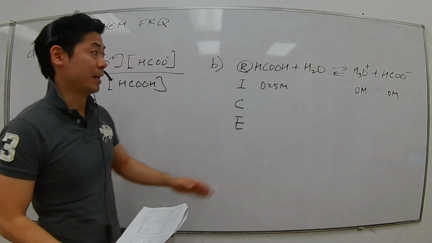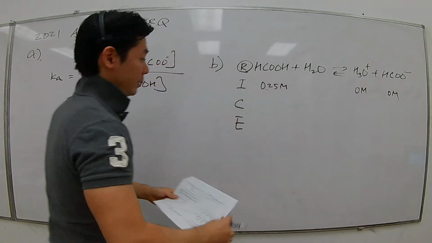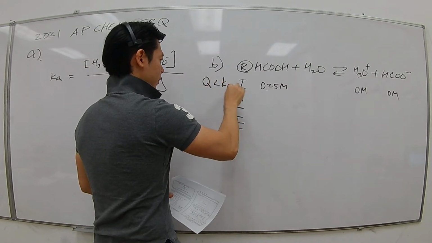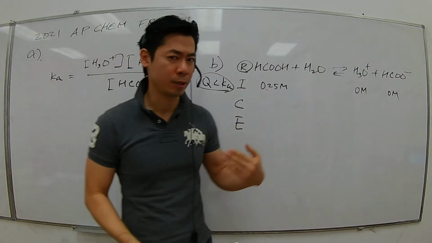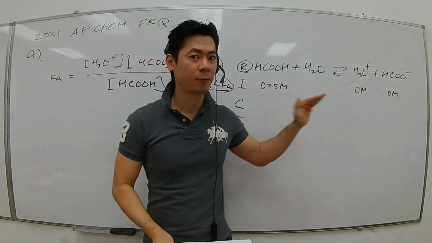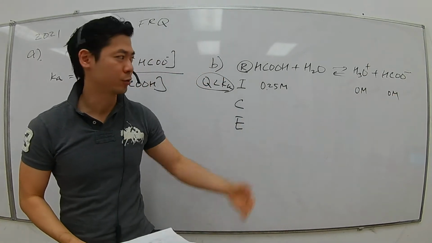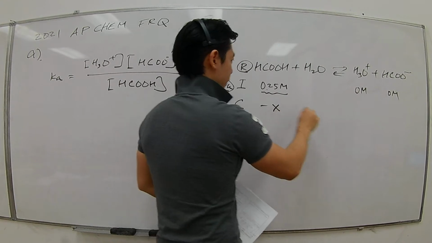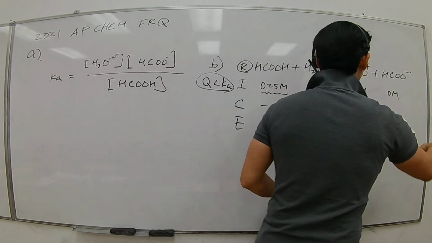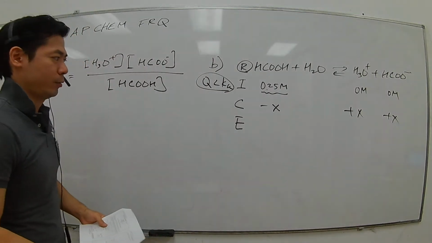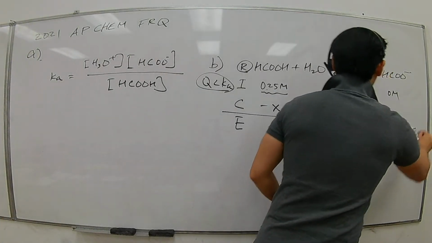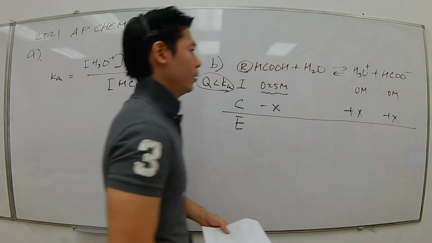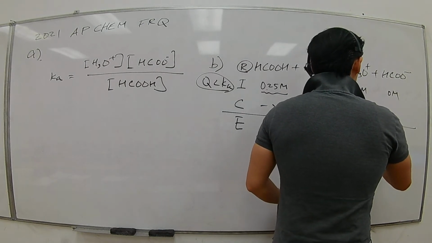If that's what we have at the initial moment, Q is less than the K value, right? We know that when Q is less than K, the reaction will proceed forward until Q becomes equal to the K value. So the expectation is that some of the acid will dissociate, which is minus x here, and this will be plus x and plus x as the products get created. At equilibrium, we have this concentration of H3O+, which is what we need for the pH. For the conjugate base, the concentration is x and x.